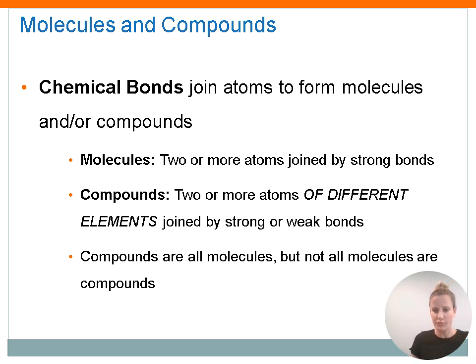H2O, water. That means two hydrogen atoms and one oxygen atom. So I've got three atoms all joined together. That's a molecule, I've got two or more atoms. And that's a compound. So H2O is a molecule and a compound. Two or more atoms, and I have at least two elements. I've got hydrogen and I've got oxygen. So molecule and compound.